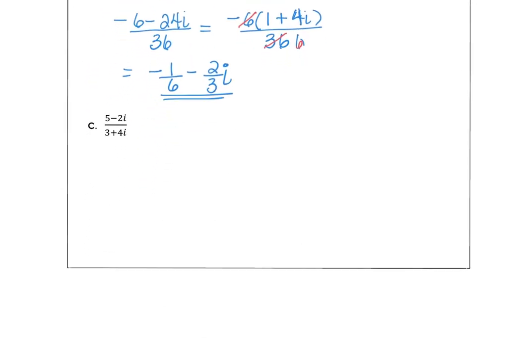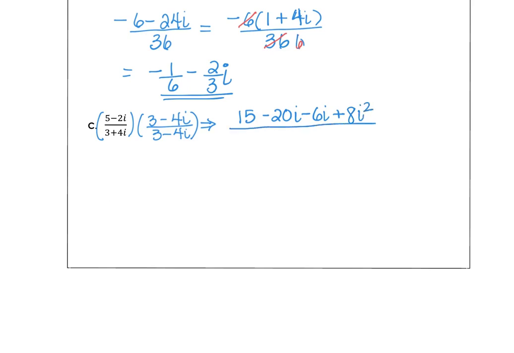And then finally in part C, again, we need the conjugate pair of the denominator, which is going to be 3 minus 4i. So we need the well-chosen 1, 3 minus 4i divided by 3 minus 4i. And then using distributive property twice, 5 times 3, 5 times negative 4i, negative 2i times 3, and negative 2i times negative 4i is positive 8i squared.